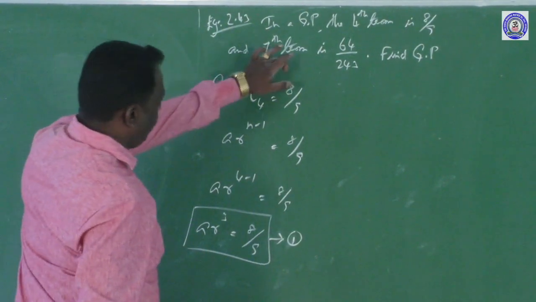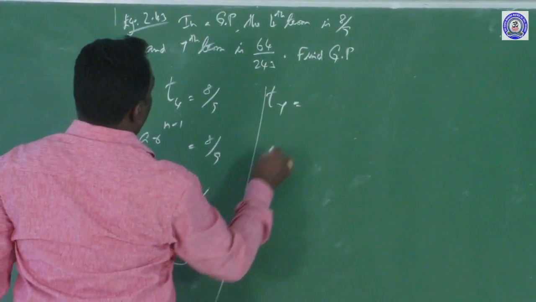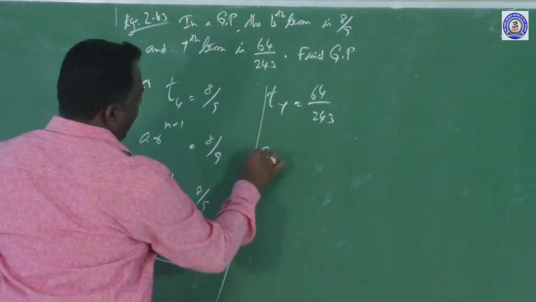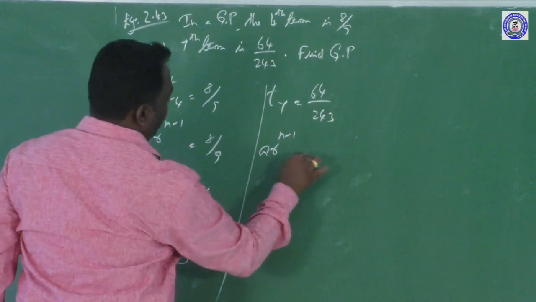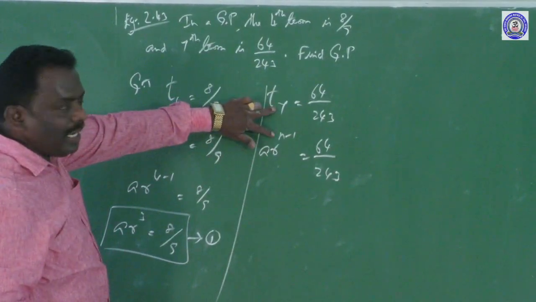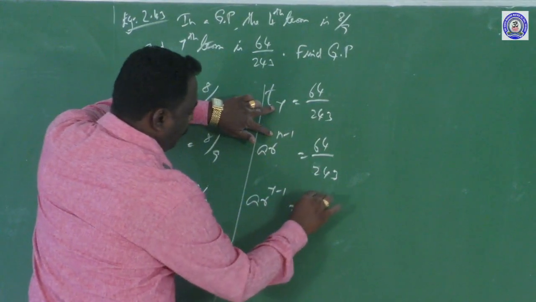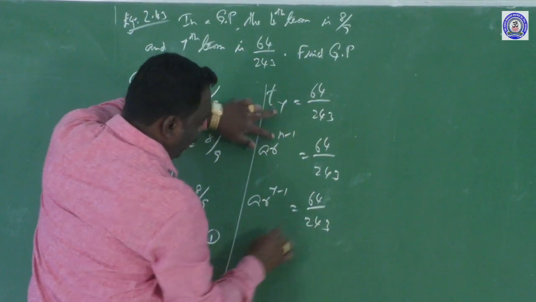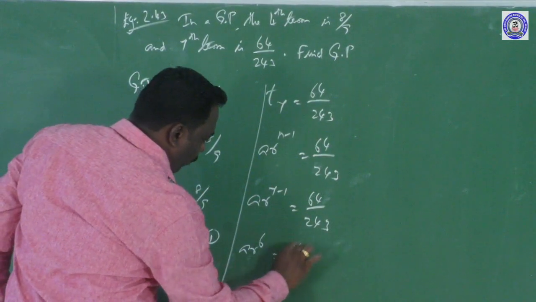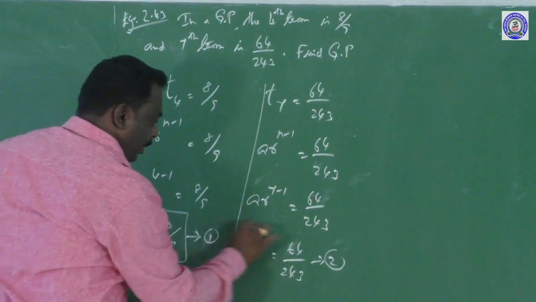Next, the 7th term is given. The 7th term T7 is equal to 64 by 243. Now A into R power n minus 1 is equal to 64 by 243, where n is 7. Therefore A into R power 7 minus 1 equals 64 by 243. Then A R power 6 is equal to 64 by 243. We call this equation number 2.